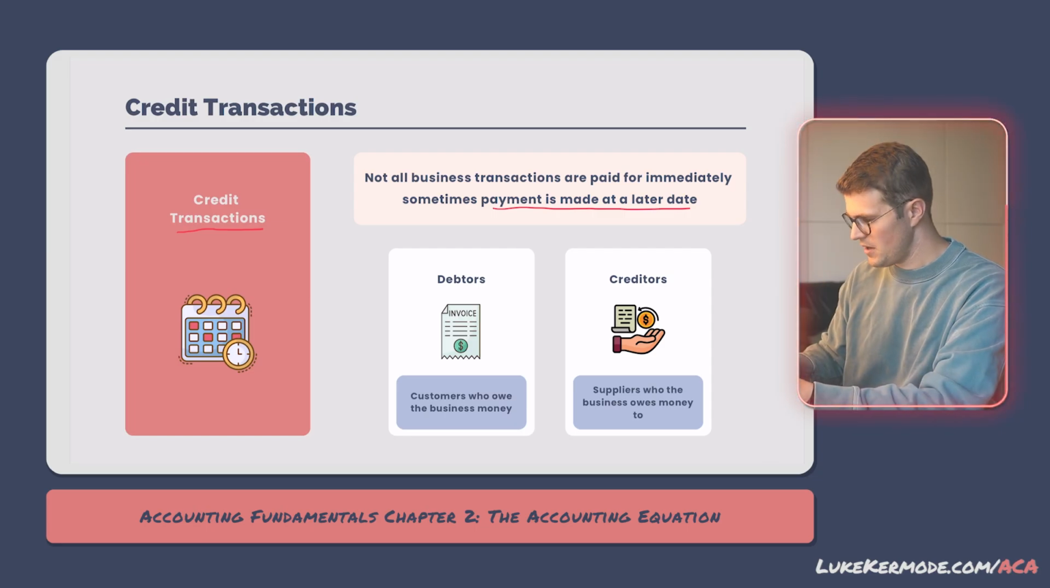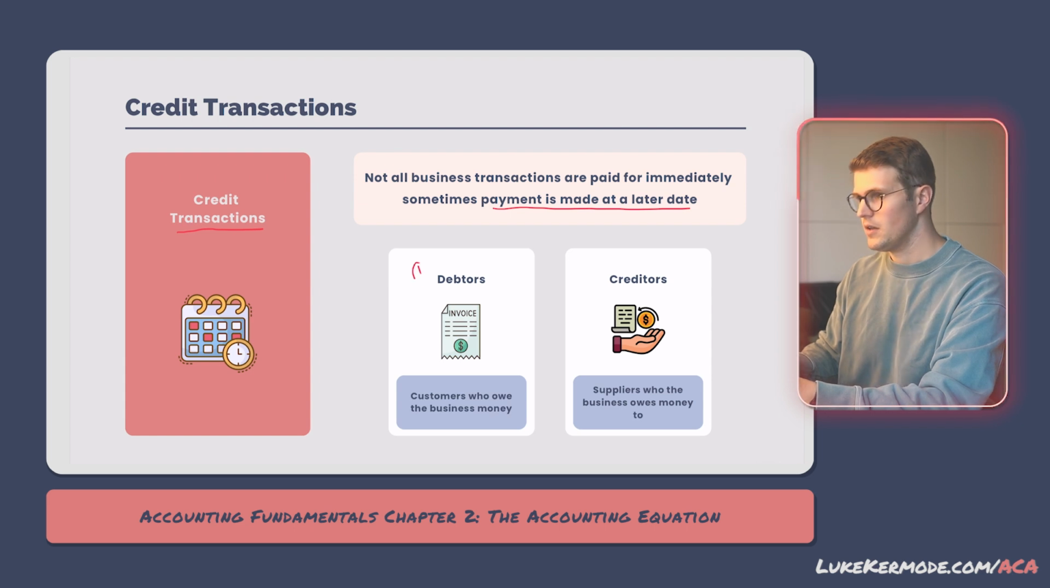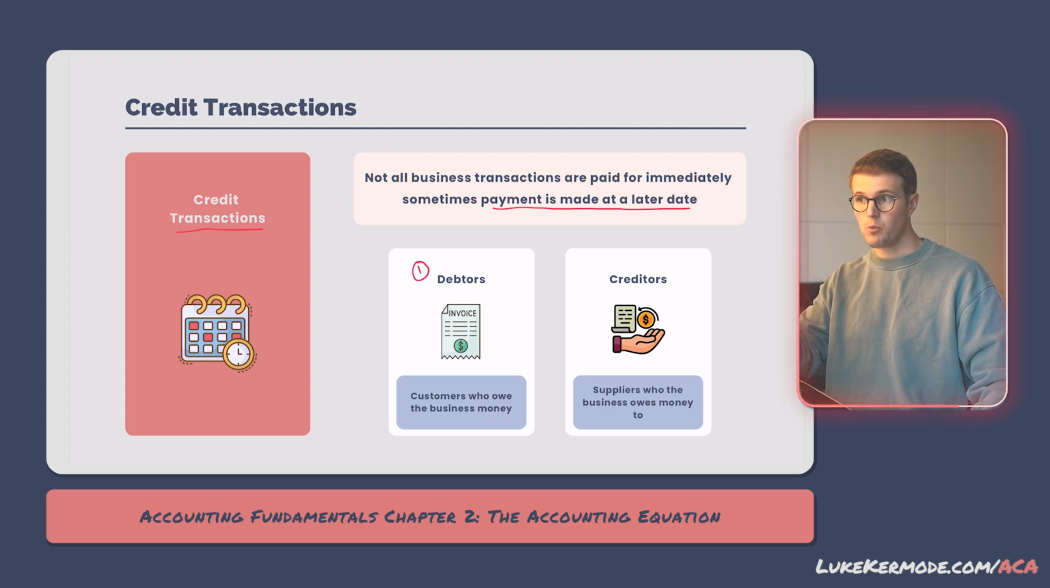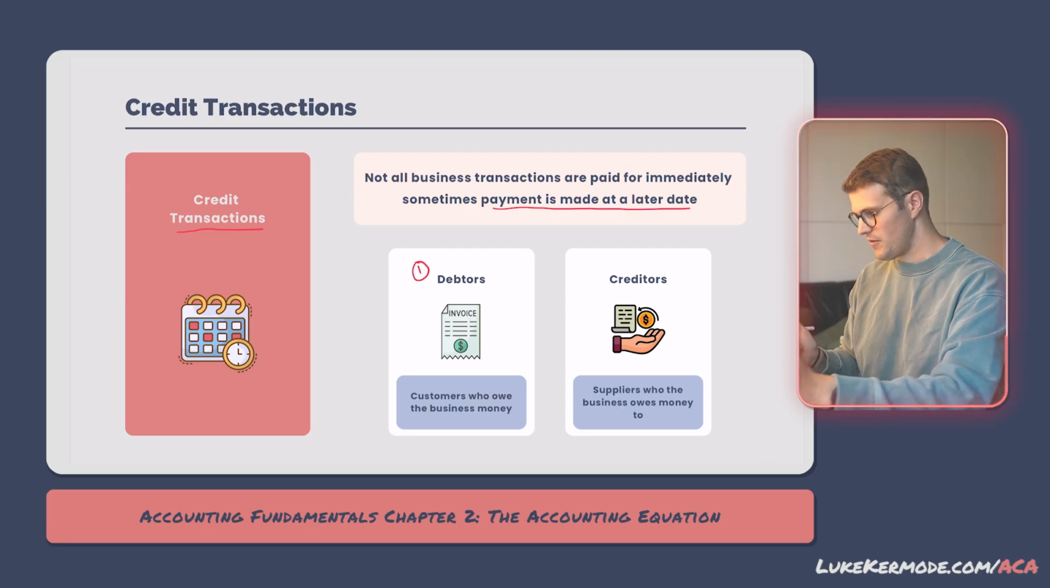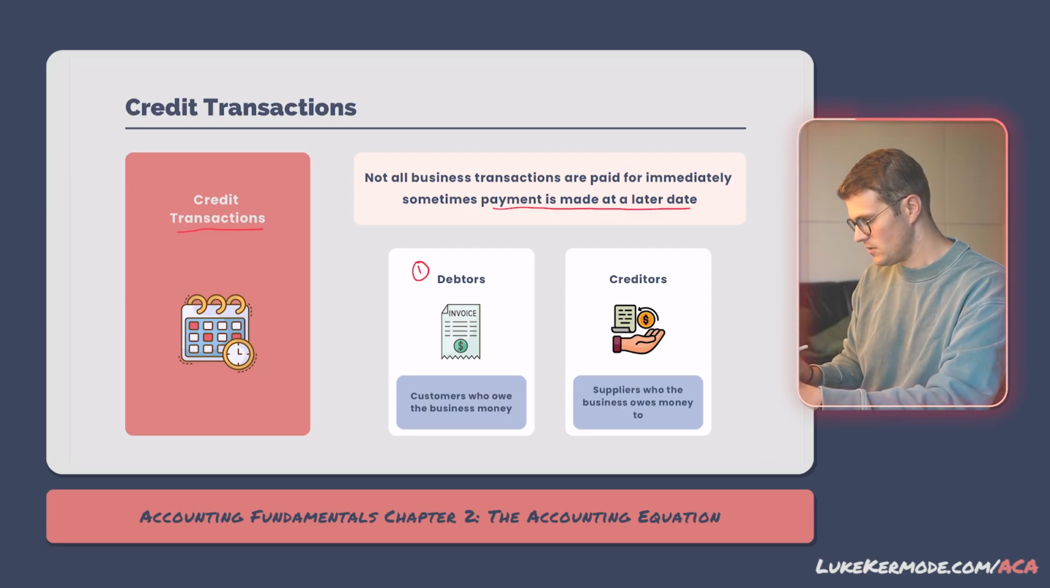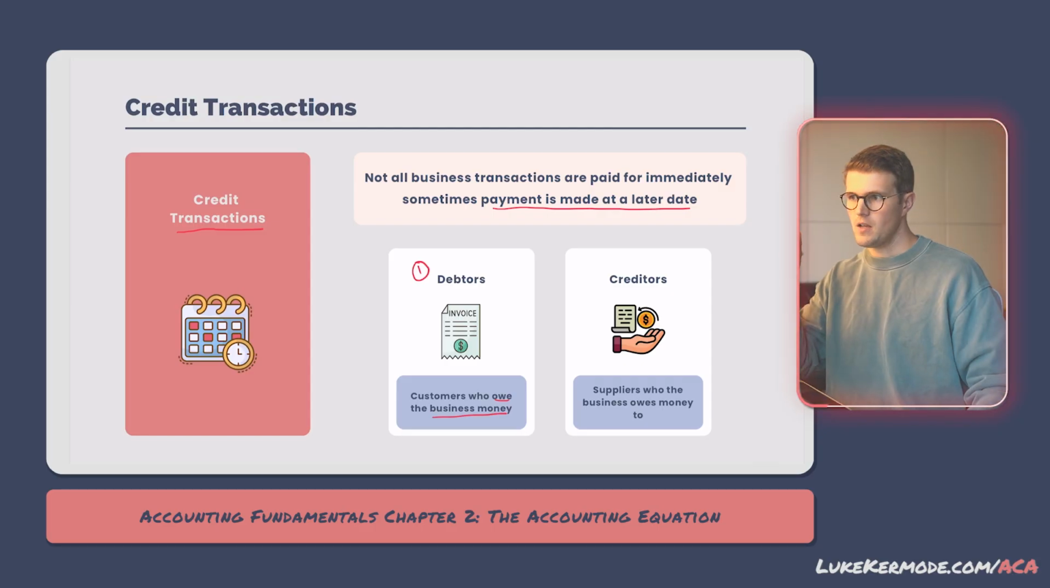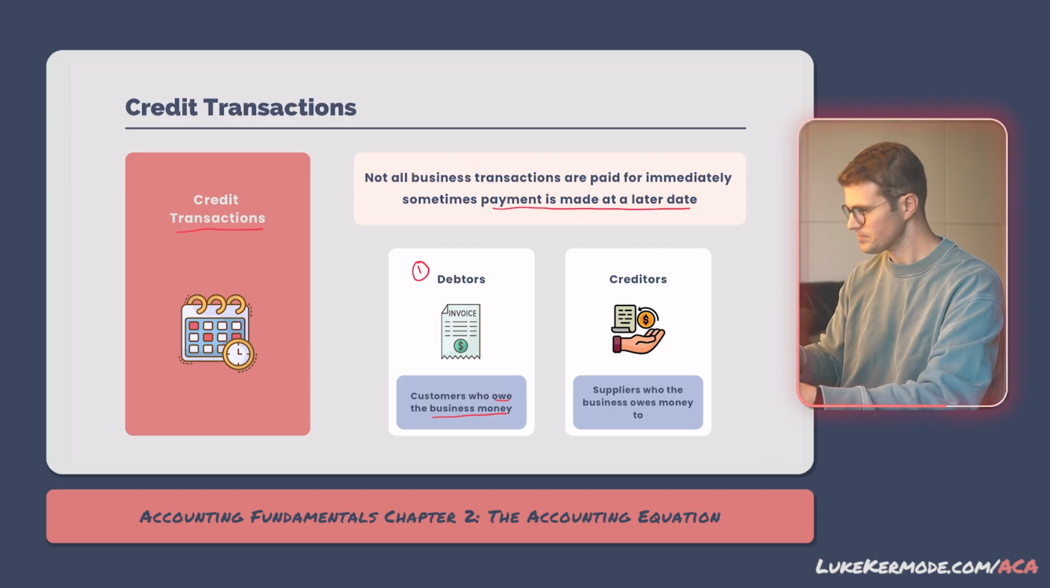First, we have the debtors, also known as trade receivables. These are the customers who owe money to the business because they've bought goods or services on credit. Debtors are considered assets because they represent cash that the business expects to receive in the future.